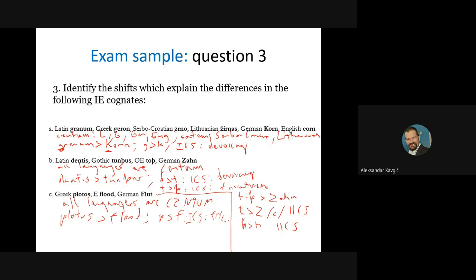Fricativization. Then you have t into d. What's that? Notice that t in Greek plotos is in the intervocalic position. So p, t and k should normally become f, th and h. But in the intervocalic position, p, t and k become something else. They become b, d, g and s becomes r. This is Werner's law. So right here, Werner.